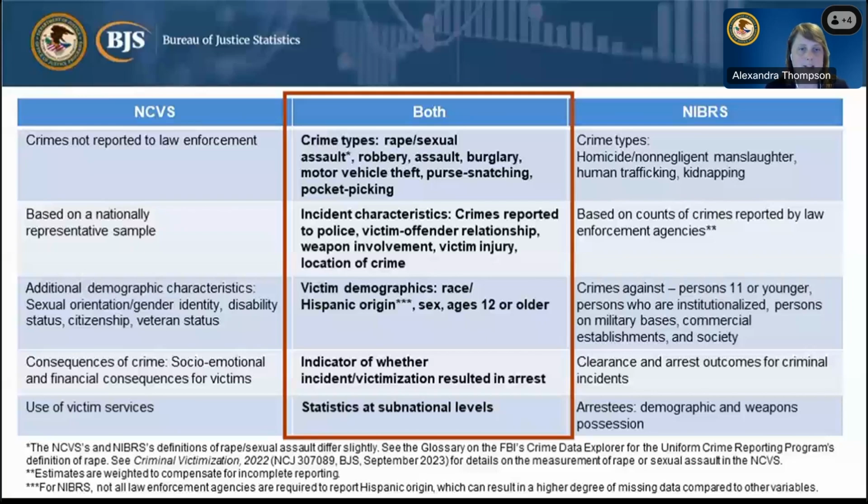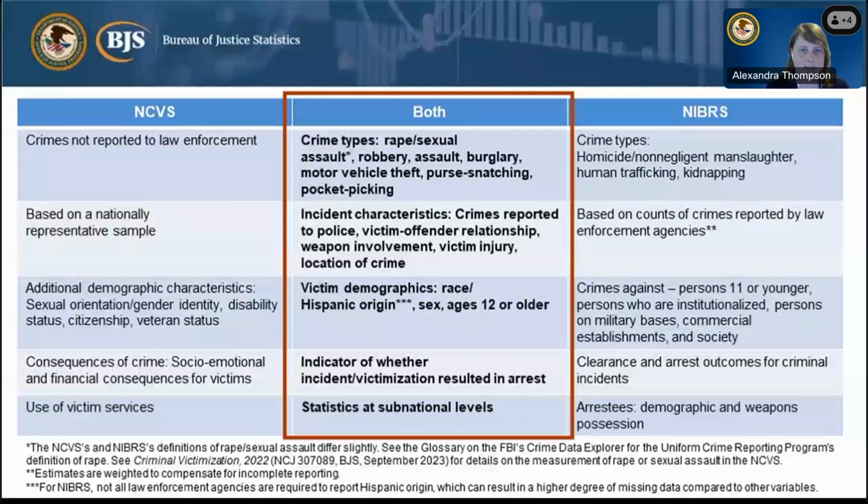We also ask some questions in the NCVS about consequences of crime, what happens after the incident to the victim, such as socio-emotional consequences, if the victim had significant problems with their friends or family or their job because of the incident, if they experienced severe anxiety and some other mental health related consequences. We also cover financial consequences and can help estimate the cost of crime using NCVS data. And then we also cover use of victim services. This could cover if the victim sought counseling after the incident or if they got legal assistance, such as for financial compensation. We ask if victims used victim services, such as those provided by a victim service provider.